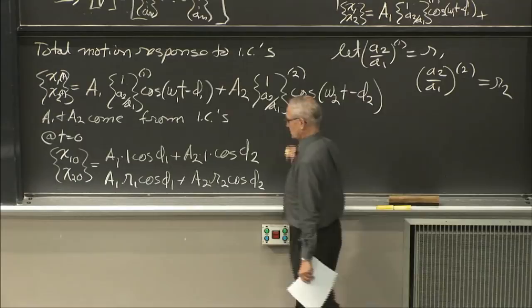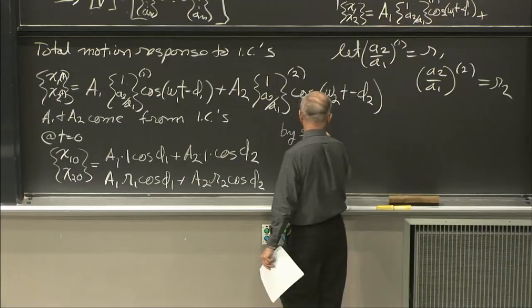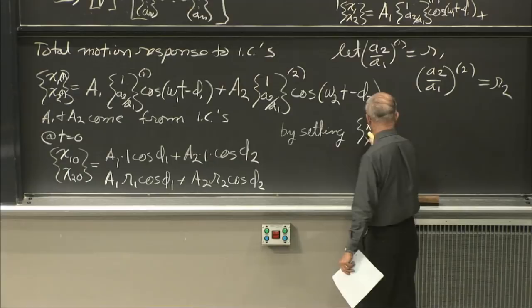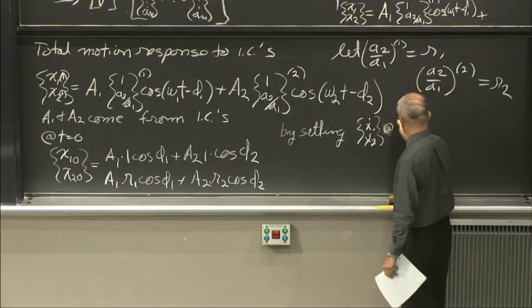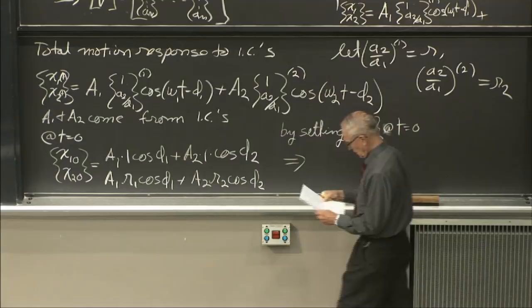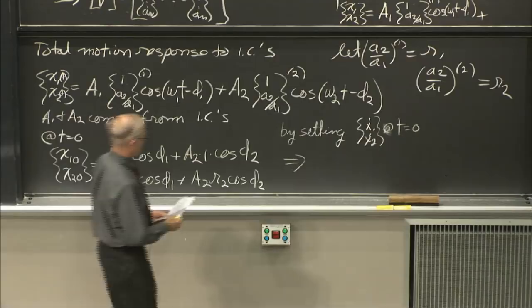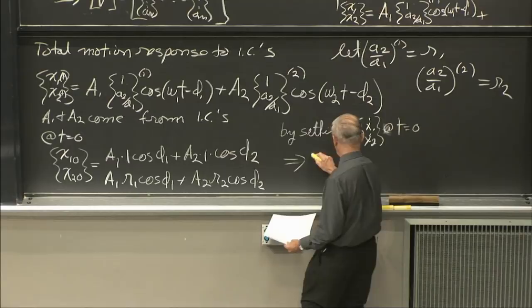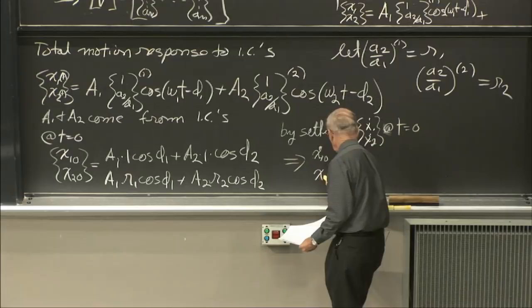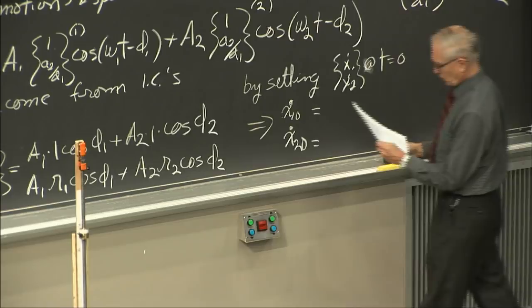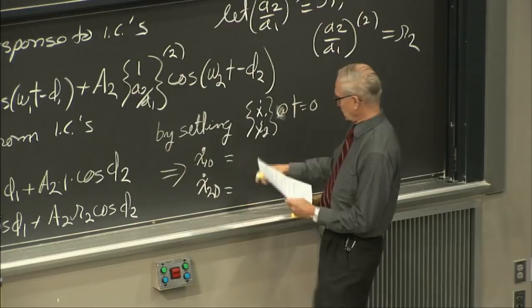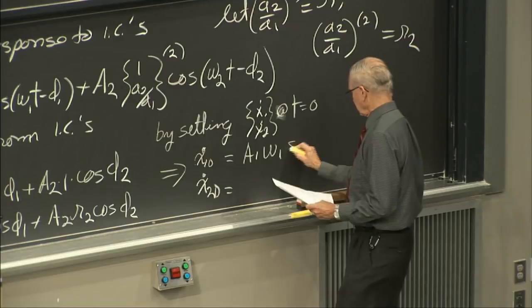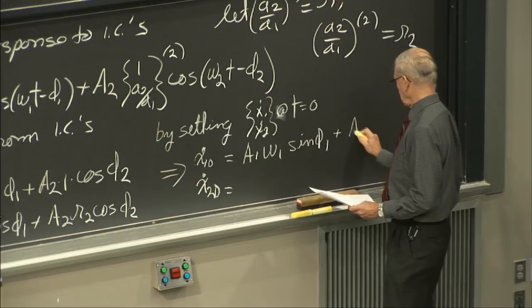So x1 dot and x2 dot at t equals 0. This gives me 2 more equations. I have a place to write them. For example, x1 dot of 0, the initial condition on velocity, x2 dot of 0. This is 2 equations. I've got time to write down one of them, and you could do the other for exercise. You find this is A1 omega 1 sine phi 1, plus A2 omega 2 sine phi 2.